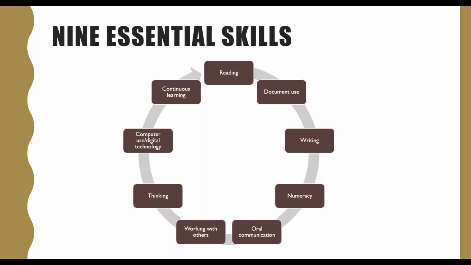put into play. So the 9 essential skills are reading, document use, writing, numeracy, oral communication, working with others, thinking, computer use or digital technology, and continuous learning. All of these skills you'll see in the Ontario Adult Literacy Curriculum Framework, and we'll talk about that a little bit later. You'll see where they cross over or are actually integrated into that framework.